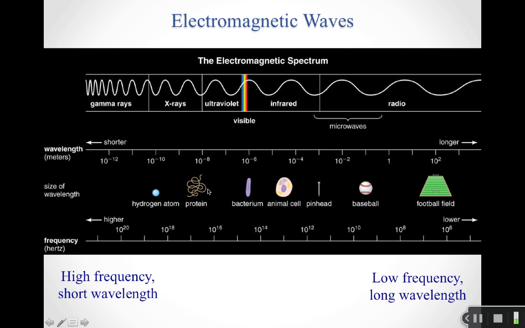So the size of the wavelength matters because that tells us what kind of matter it's going to interact with. All these things are things that we want to pay attention to: wavelength and frequency.